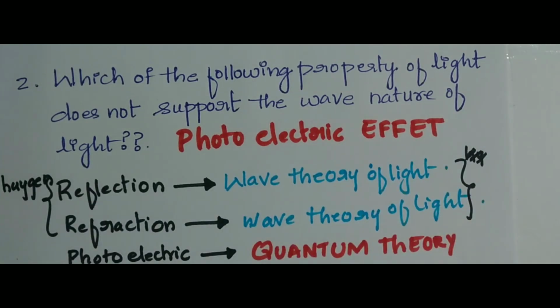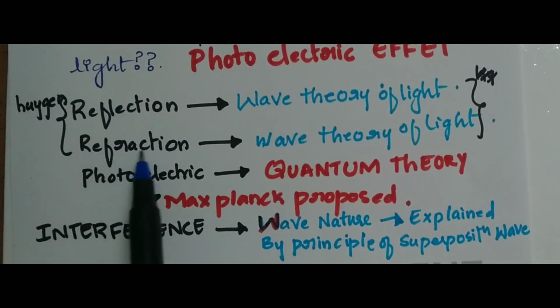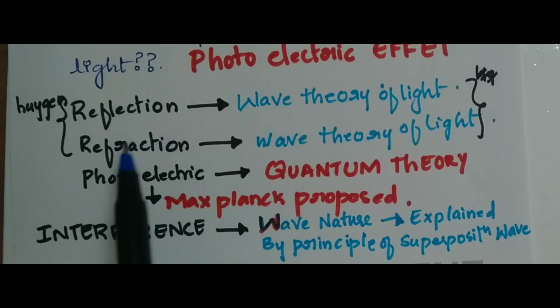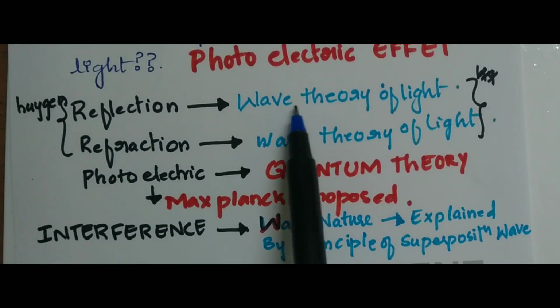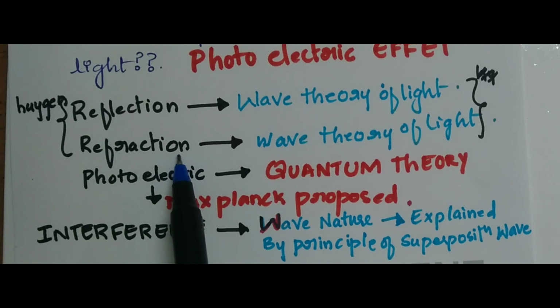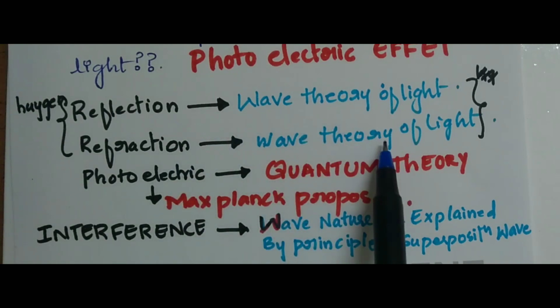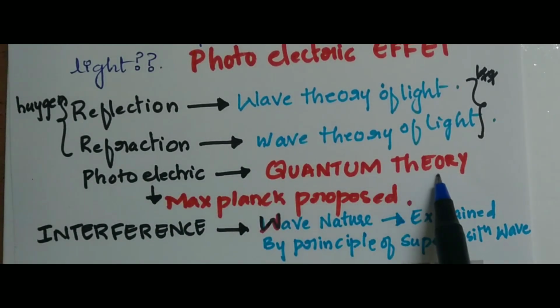So here there are certain examples you can see. We have here reflection, refraction, photoelectric effect. Reflection and refraction were explained by Christian Huygens with the help of the wave theory of light. Both reflection and refraction were explained with the help of the wave theory of light. Then we have the photoelectric effect. The photoelectric effect was explained by Max Planck with the help of quantum theory.